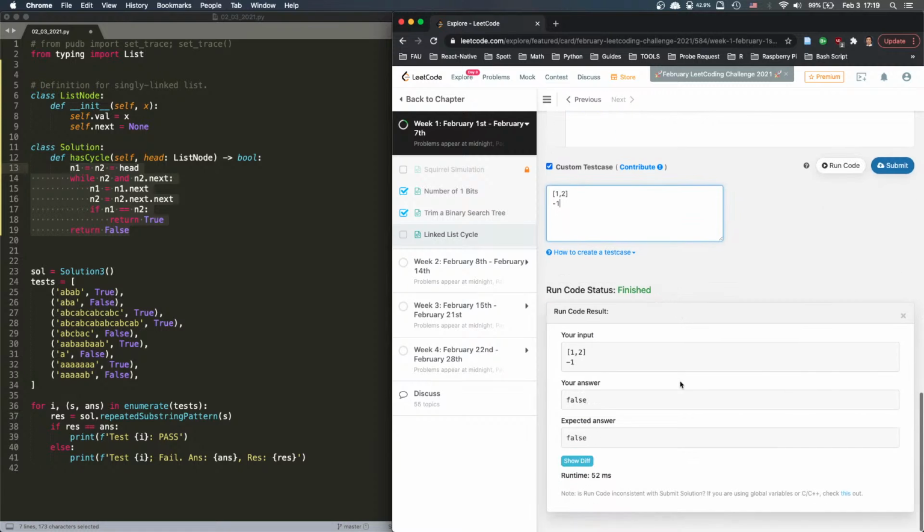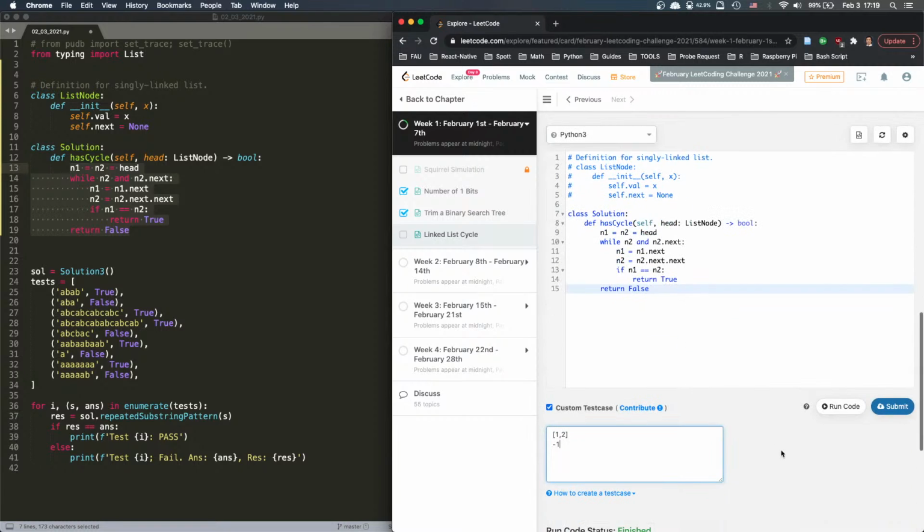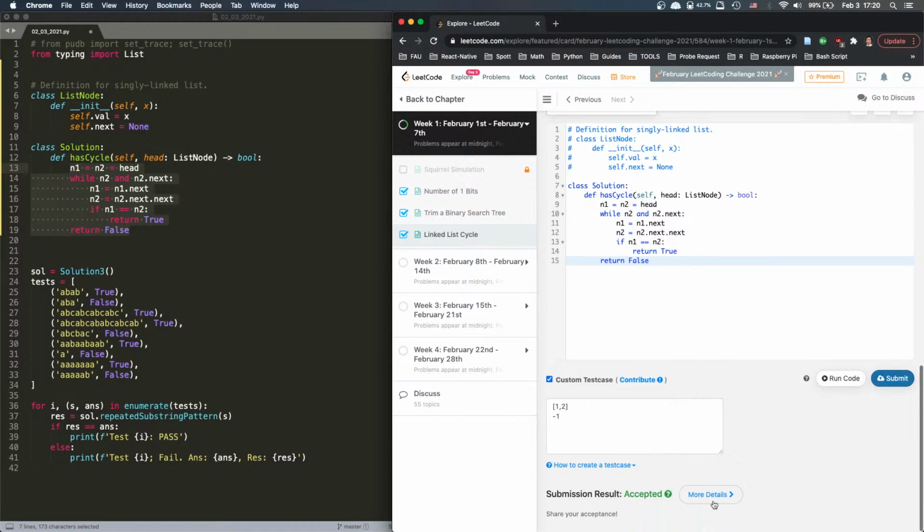And this gives us a false. I guess we got it. Not 100% sure. Let's check it. Oh, we got it. That means I did remember it correctly.